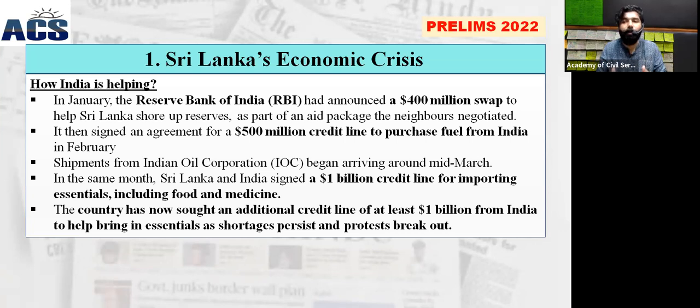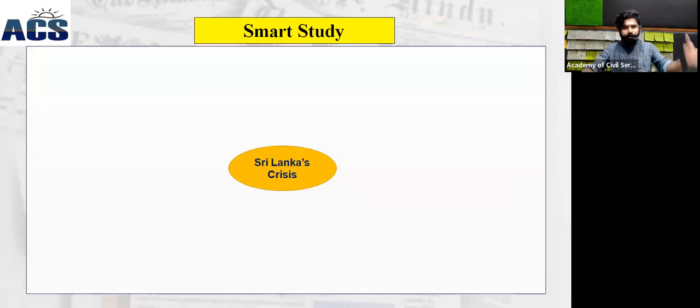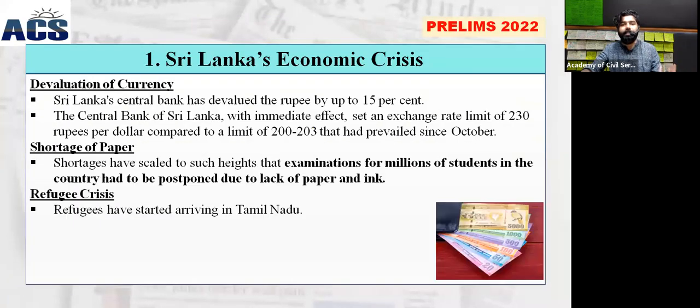So now the future policies of Sri Lanka will help India to make good ties with Sri Lanka. In the mains, we can also use these points. Now India and Sri Lanka ties are also improving. It can also help India to address the problems of the Tamil people living in Sri Lanka in the near future. So these are the areas that we need to focus on in the Sri Lankan economic crisis. Thank you all.